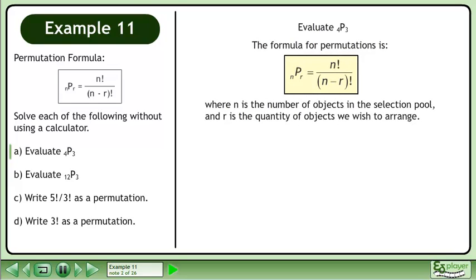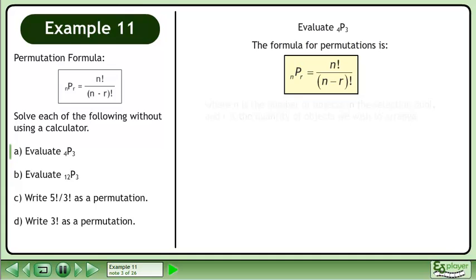The formula for permutations is nPr equals n factorial over n minus r factorial, where n is the number of objects in the selection pool, and r is the quantity of objects we wish to arrange. Plug n and r into the formula.